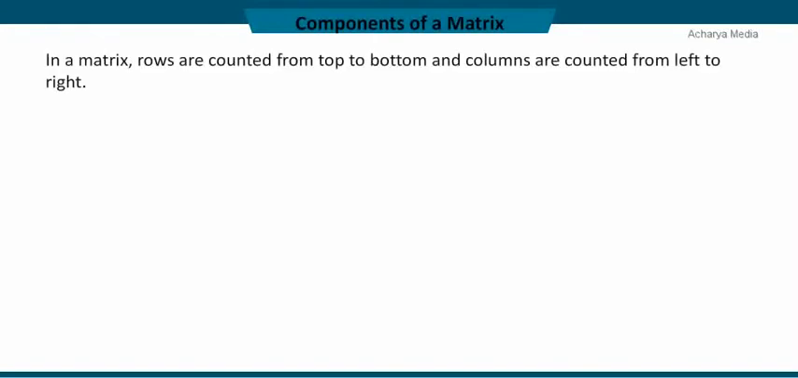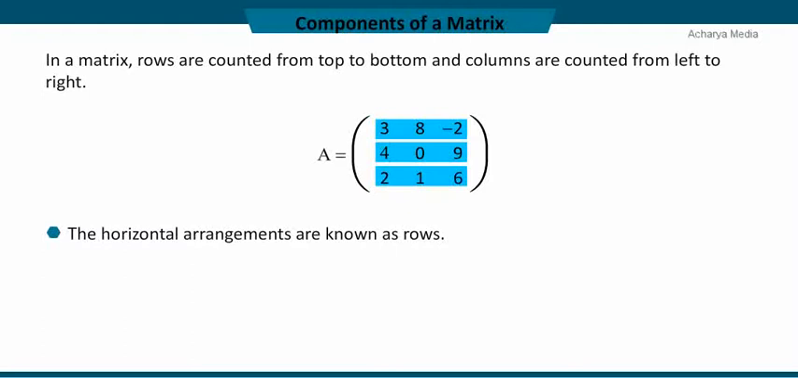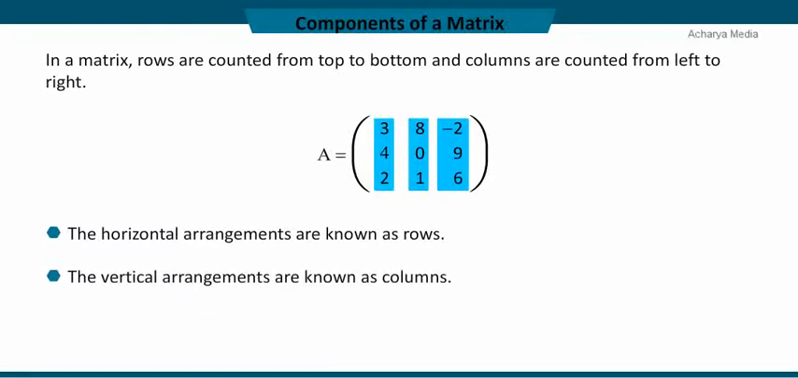Components of a matrix. In a matrix, rows are counted from top to bottom and columns are counted from left to right. Consider the matrix A. Here, the horizontal arrangements are known as rows and the vertical arrangements are known as columns.